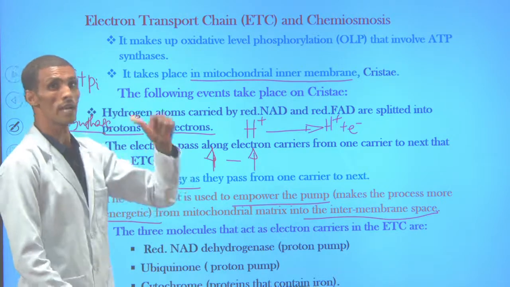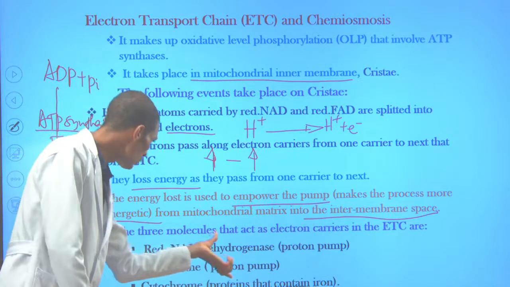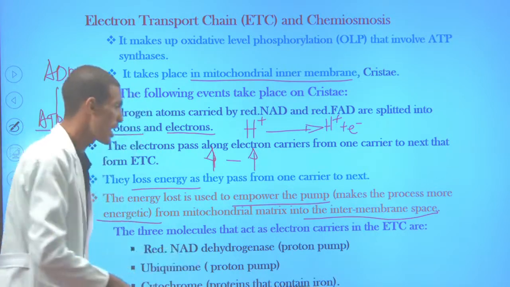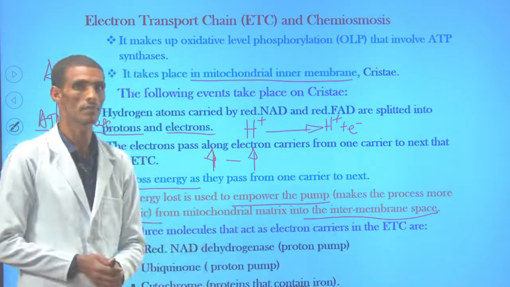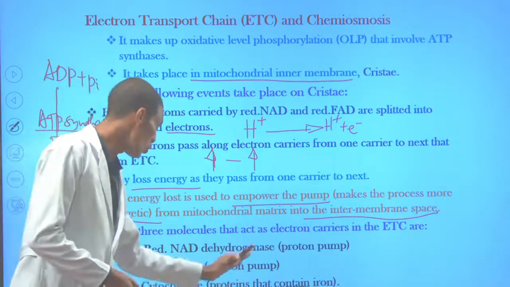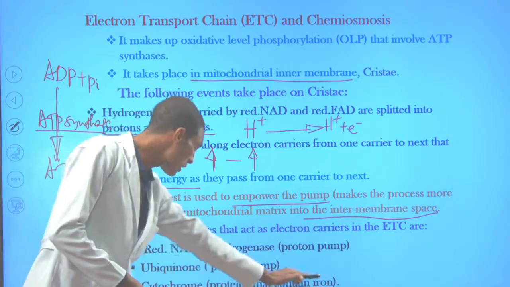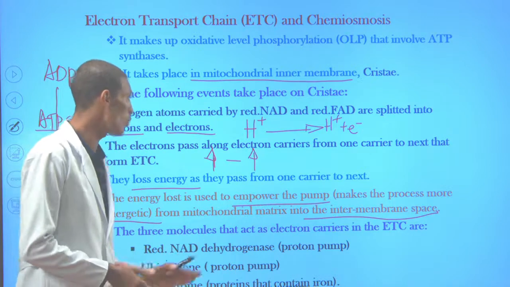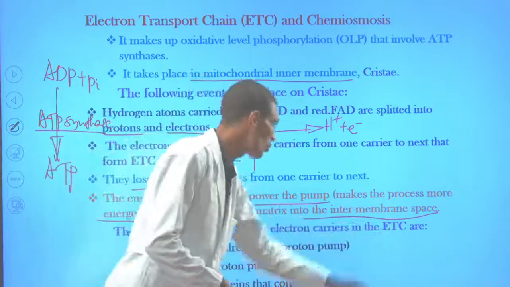Like in the earlier reaction, there are 3 main electron carrier molecules found in the mitochondrial inner membrane. One is reduced NAD dehydrogenase, which acts as a proton pump from one carrier to the next. Again, ubiquinone, which is important as a proton pump. There is also cytochrome, a protein that contains iron. These 3 are the most important electron carriers found in the electron transport chain.